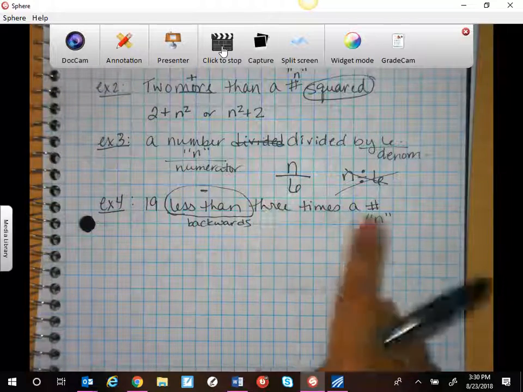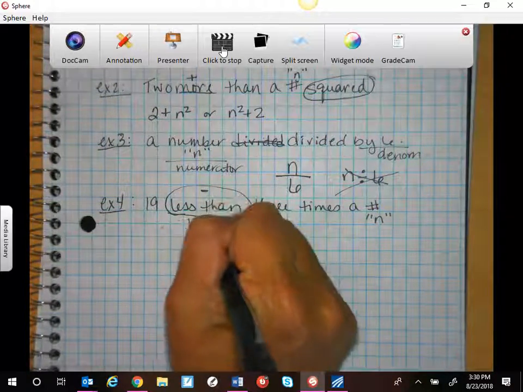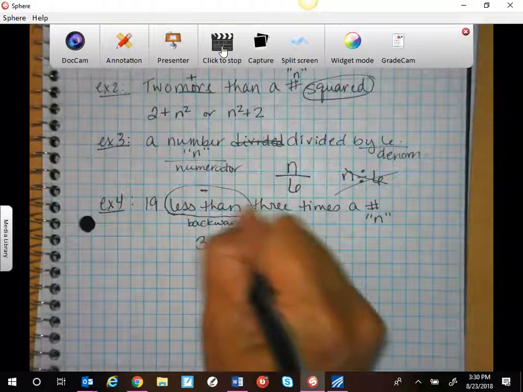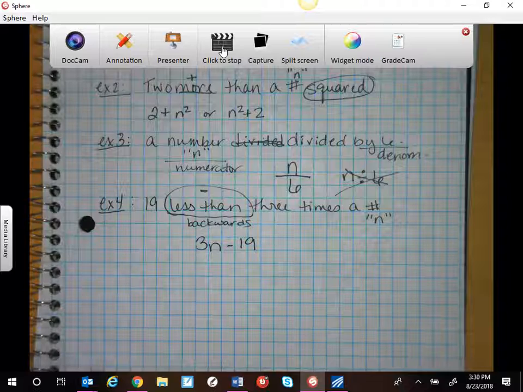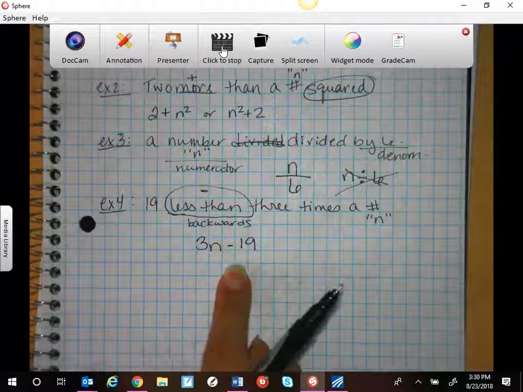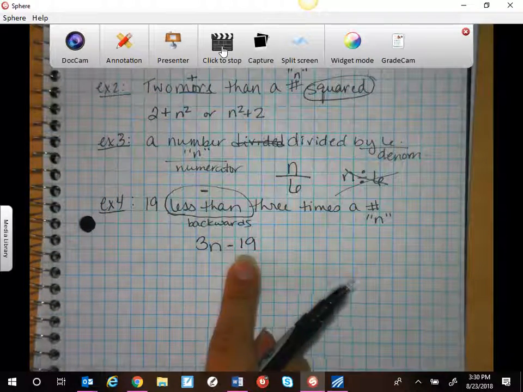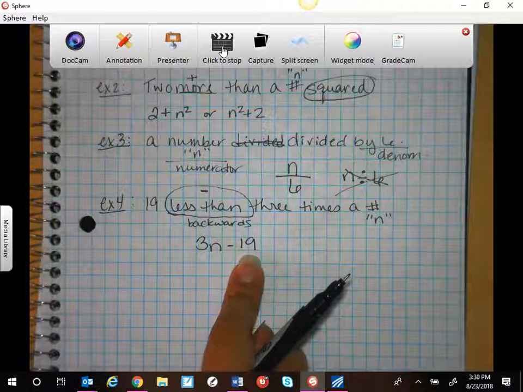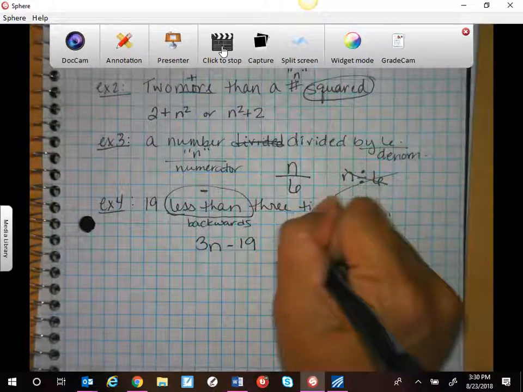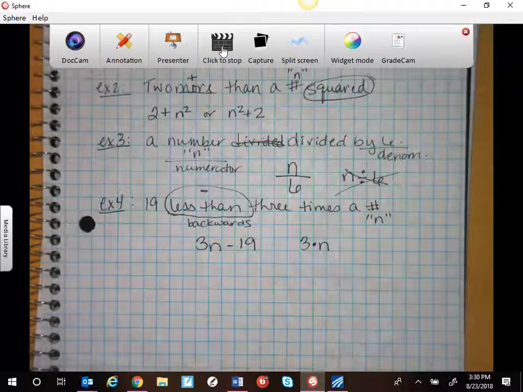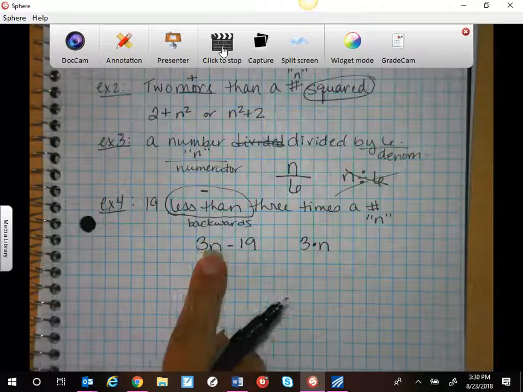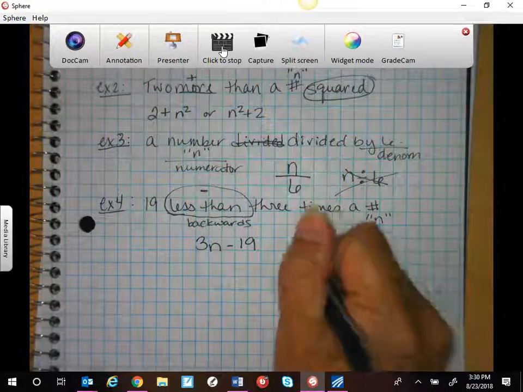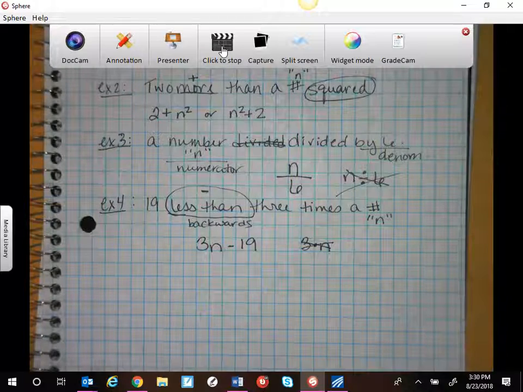So 3 times a number looks like 3n. And if we're going to take 19 away from that, then you're going to have to write 3n minus 19. There is no other way to write this. Subtraction is not commutative. You cannot flip the order. Also, lots of people like to write the dot for times or an x for times. If we are showing multiplying of a number and a variable, we are not going to put a symbol. We're just going to write them right next to each other.